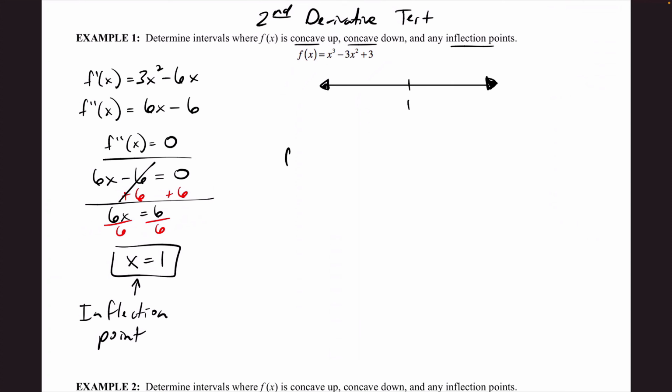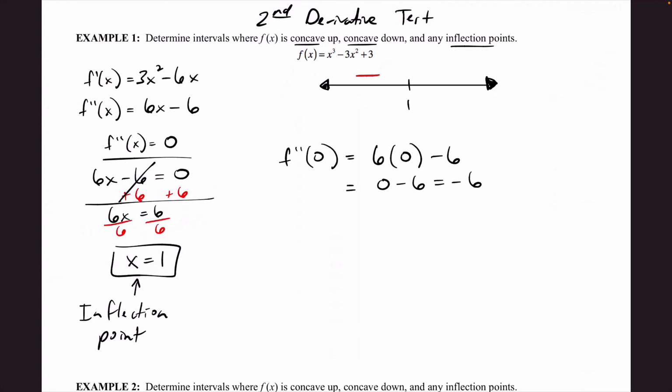Okay? So 0, -1, -2, whatever number you want to use there, we're going to plug into the second derivative. I'm going to choose 0. Second derivative, because it's the second derivative test. So the second derivative was 6x minus 6. That's 0 minus 6, that's -6. So that means it's going to be negative. Negative means concave down, spilling water. It's going to spill water before 1.